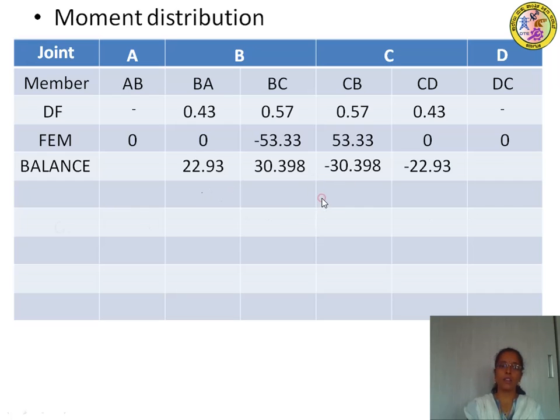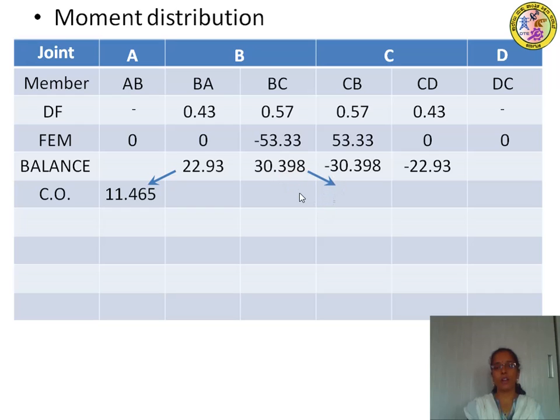Okay, so the next step is to calculate the carry over moments. The moments are carried from BA to AB. From BA to AB, how much? Half of this 22.93 will be carried by AB member. So that will be equal to 11.465.